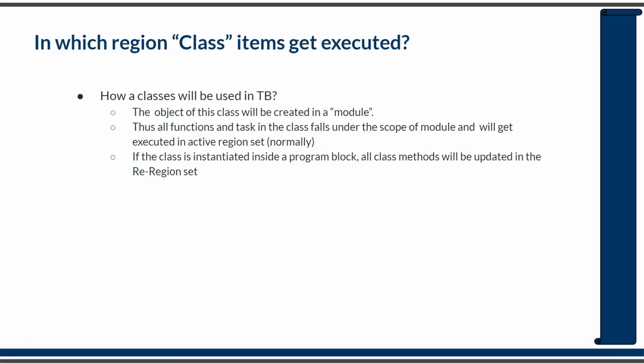Note that in the class you have only two types of procedural blocks, which are functions and tasks. So the class functions and the class tasks will be executed in the Active region set if they are instantiated in the module. In the same way, if a class object is created and used in a program block, then their tasks and functions will be evaluated in the Reactive region set. And if there is functional coverage written in the class, we will see that in the next slide.